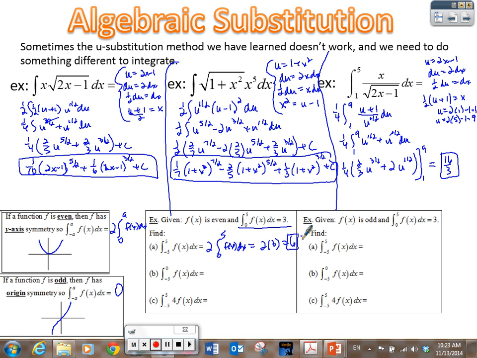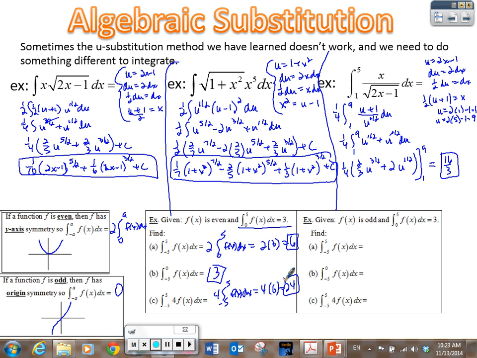Okay? Would we be able to know this one from negative 5 to 0? Yes. What would that be? It would actually be 3. And what about negative 5 to 5 with a 4 in there? What would we have to do? Yeah, just take that out, right, and multiply by 4. So this is going to be 4 times the integral from negative 5 to 5 of f of x dx, which is 4 times 6, or 24. Okay, pretty straightforward, right? We okay?